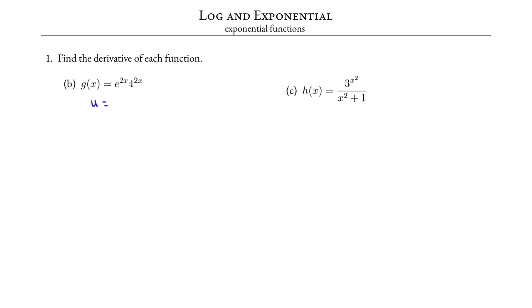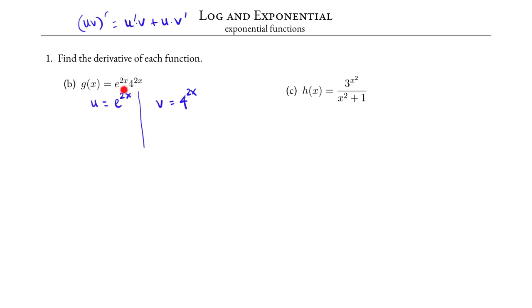The first factor is u, e to the 2x, and the second factor is v, 4 raised to the 2x. The derivative of the product uv is u prime times v plus u times v prime. Now that we have u and v, we still need to find the derivatives.